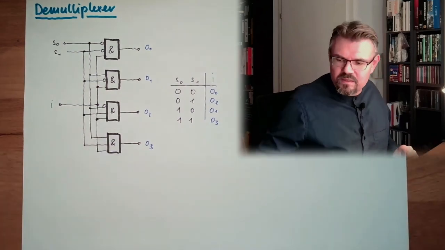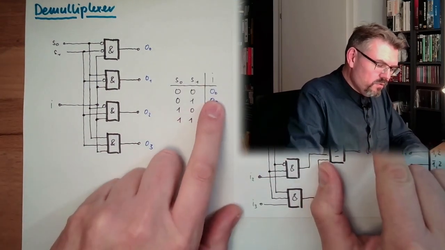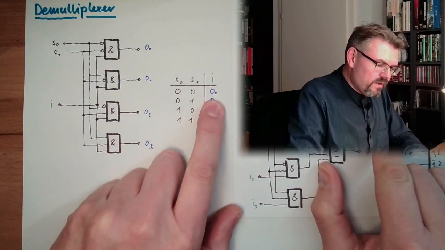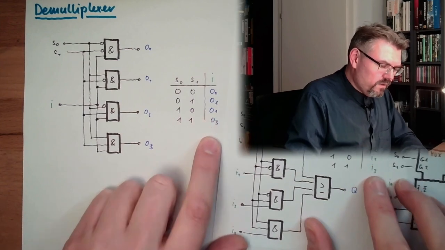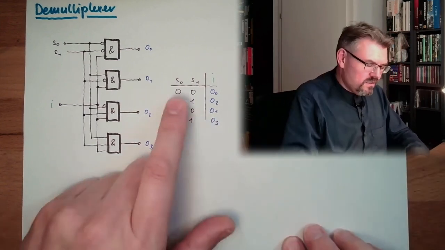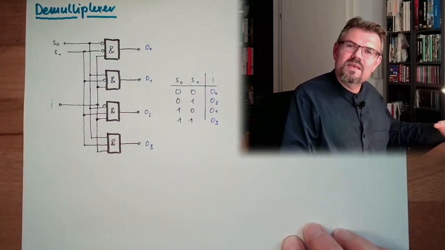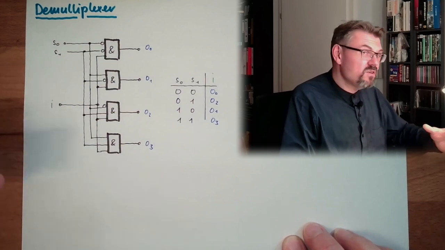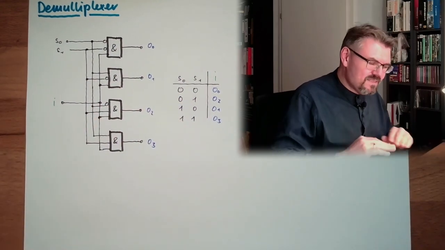And now look at that. If we have the same selection bits, the corresponding inputs of the multiplexer are appearing at the corresponding outputs of the demultiplexer. This is working exactly the same way. Yeah?